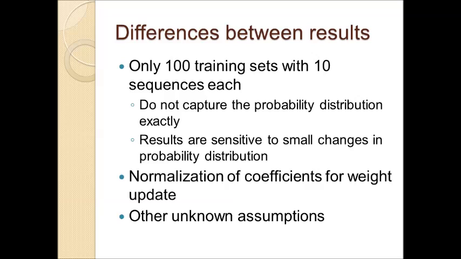Lastly, we look at some of the reasons for the differences between the results in the paper and the current implementation. We need to note that there are only 100 training sets with 10 sequences each, and the results are very sensitive to the training data, and the training data used in the paper is not known exactly, and this leads to the discrepancies between the paper and the current work.